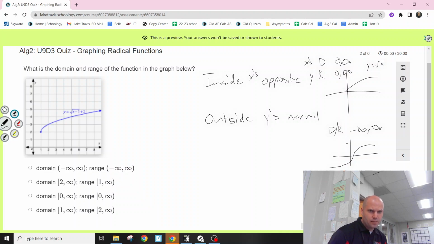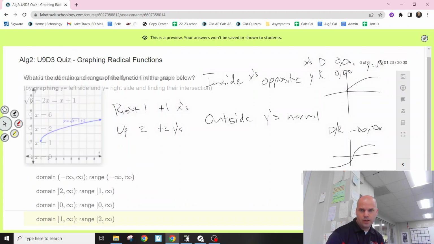So what do we see here? I go to the right 1, which will be adding 1 to the x's, and I'm going up 2, which will be adding 2 to the y's. I'll take the domain and range of root x, add 1 to the x's. It'll be 1 to infinity plus 1, which is 1 to infinity. Add 2 to the y's, it's 2 to infinity. So the domain is 1 to infinity, range is 2 to infinity.